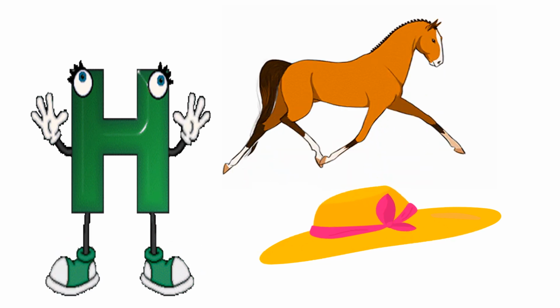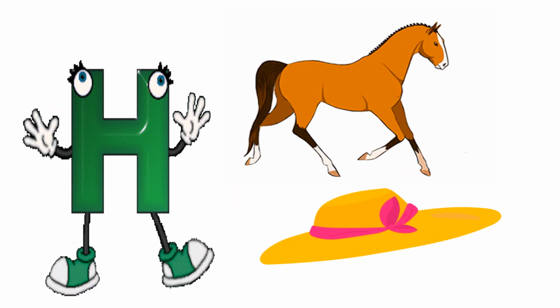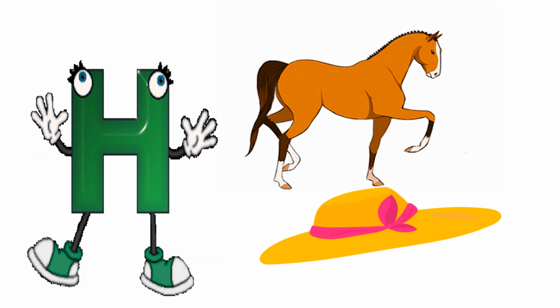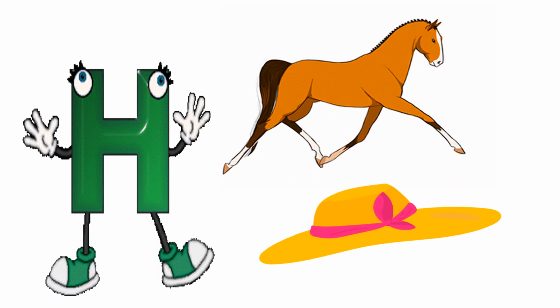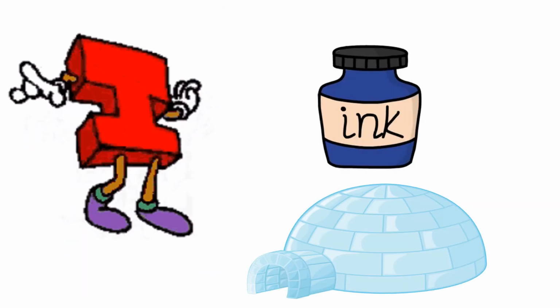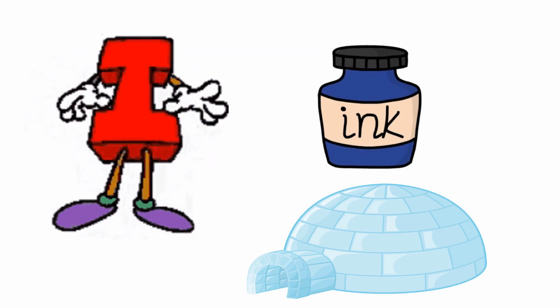H says H. H, H, horse. Ha, ha, hat. So in all these words, which sound is coming? Ha. Okay, so the next word is I.